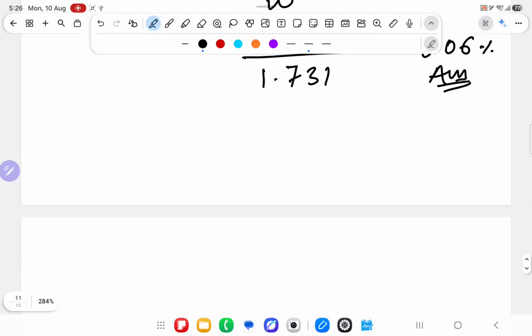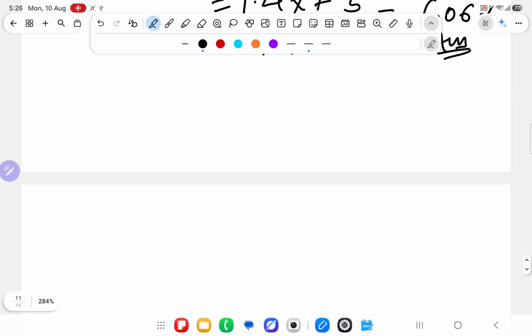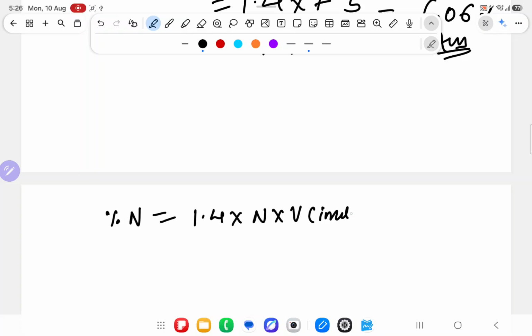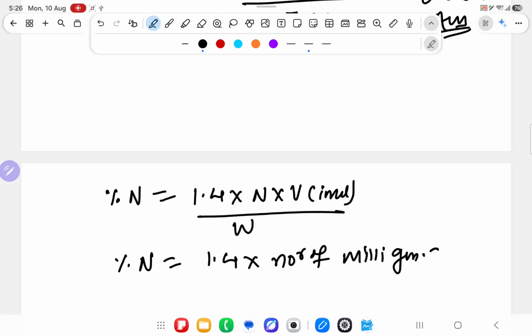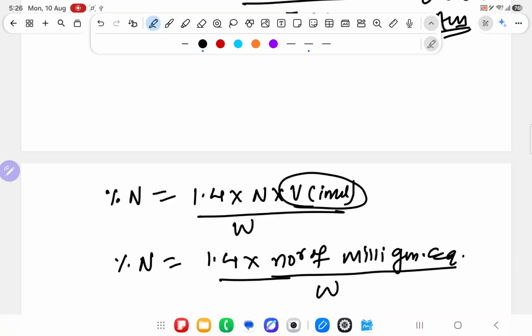After knowing the Dumas method, the handwriting is going to be bad, but trust me, I am here to make you understand, not for handwriting. Then percentage of nitrogen is 1.4 into normality into volume in milliliter upon weight of organic compound. Otherwise, percentage of nitrogen is 1.4 into number of milligram equivalent, don't write gram equivalent. Why, sir? Because the volume is in milliliter, so milli will come. Divided by weight of organic compound. No need to multiply into 100, because 100 I have already multiplied. After solving this, you will get the percentage of nitrogen. Milli means milliliter, we will have to remind ourselves.